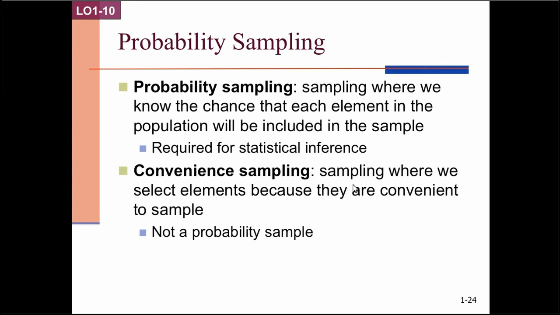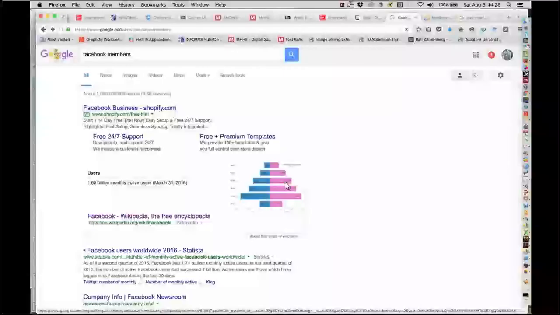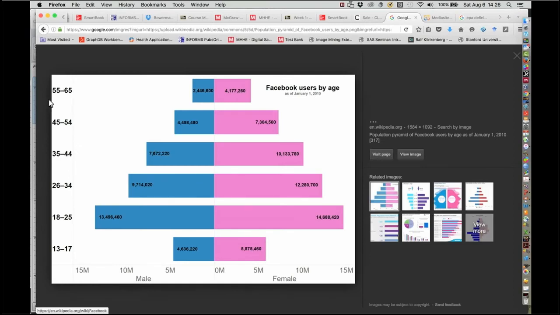So probability sampling: you sample where you know the chance that each element in the population will be included in the sample. For example, if you want to look again at the Facebook data, since you considered every range of age in your data, that means you included all the categories, and your assumption that females use Facebook more than males is not biased. You selected from every range of customers that really use the internet.